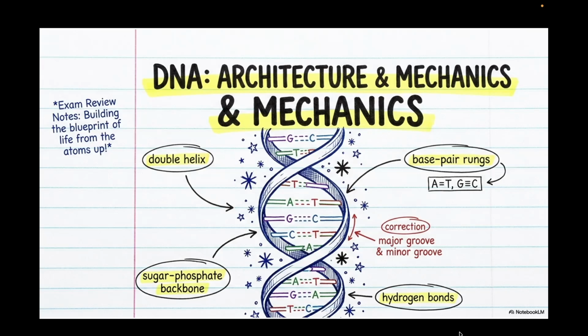Have you ever wondered how a single fertilized egg develops into an entire human body, or how children inherit traits from their parents? The answer lies in one extraordinary molecule, DNA. DNA is often called the blueprint of life because it stores all the genetic instructions needed to build, maintain, and reproduce every living organism. In today's video, we'll explore DNA from its basic building block to its famous double helix structure and understand why it's one of the most important molecules in biology.